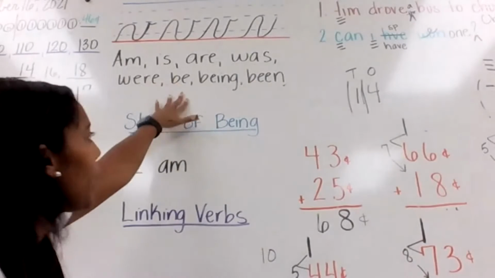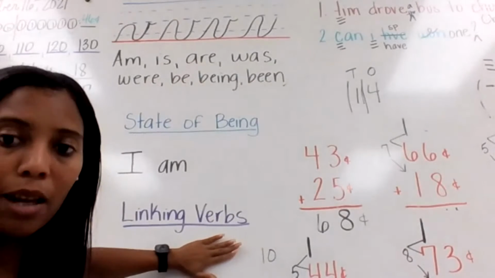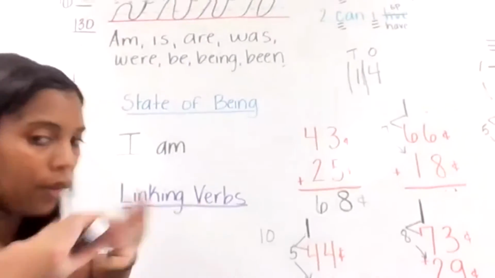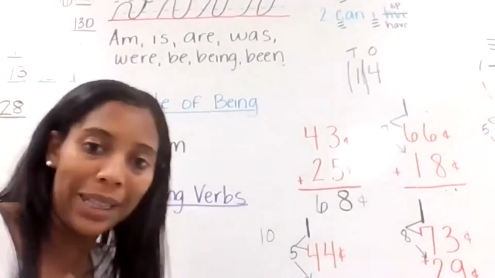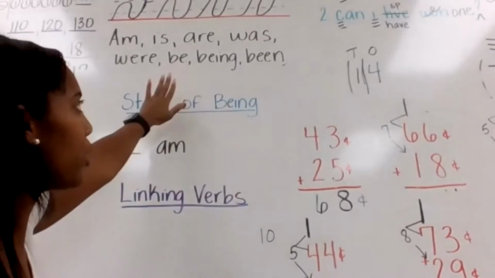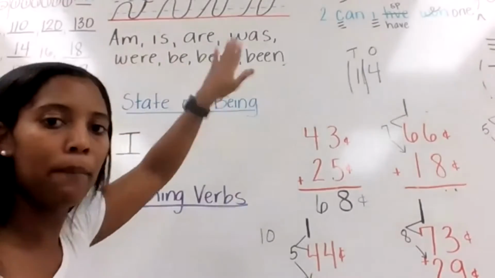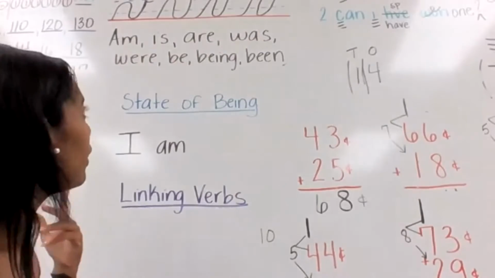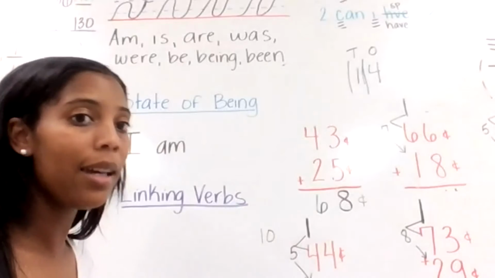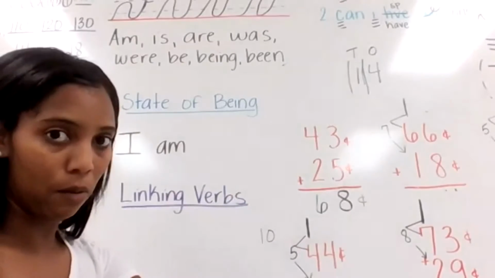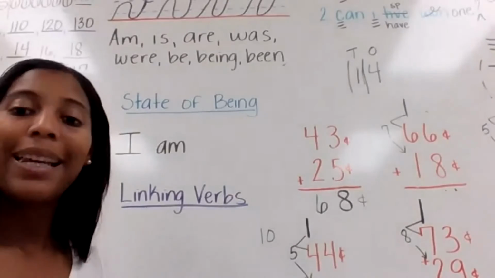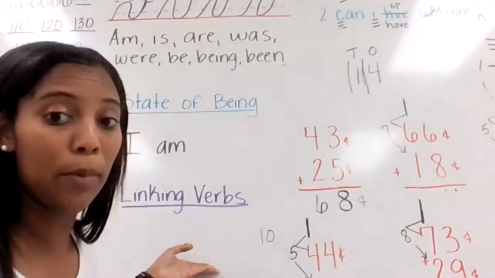So the state of being and the linking verbs are the same list, okay? They are only certain verbs. They are not like actions where it can be a lot of different verbs, but state of being and linking verbs are certain words, which are these here: am, is, are, was, were, be, being, been. Those are the state of being verbs. Nothing else, okay? These are also the linking verbs as well.